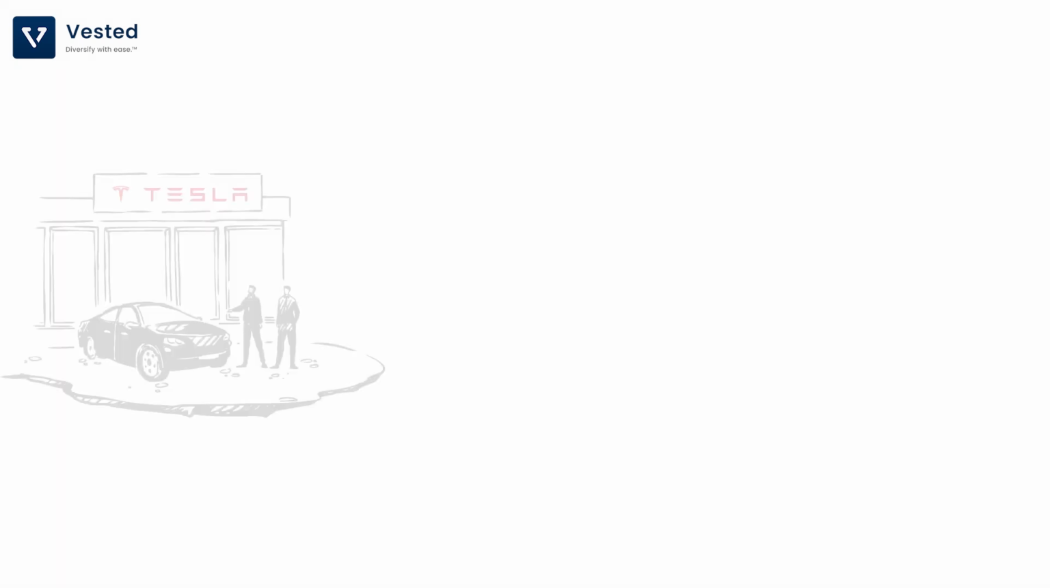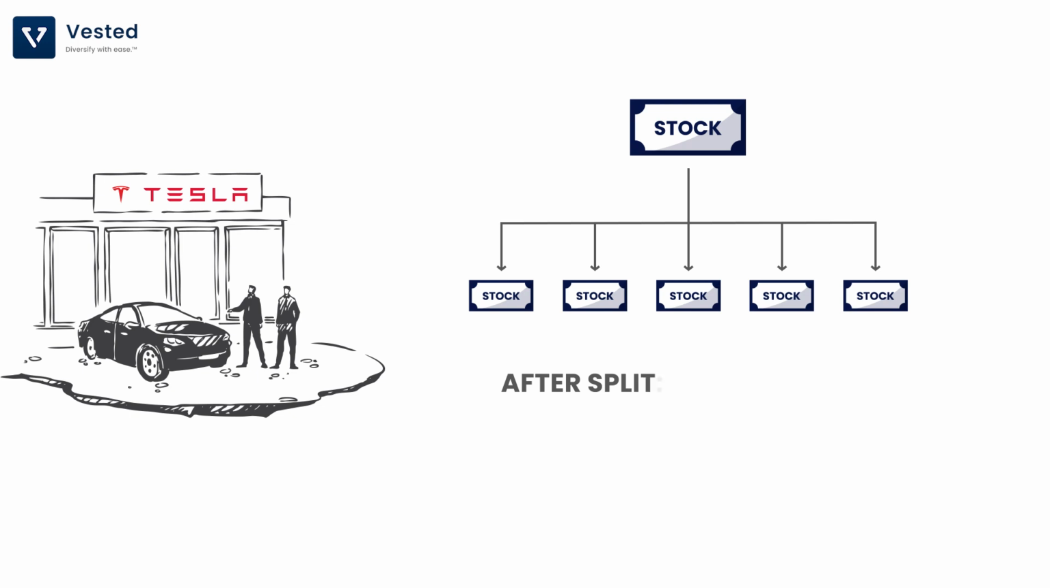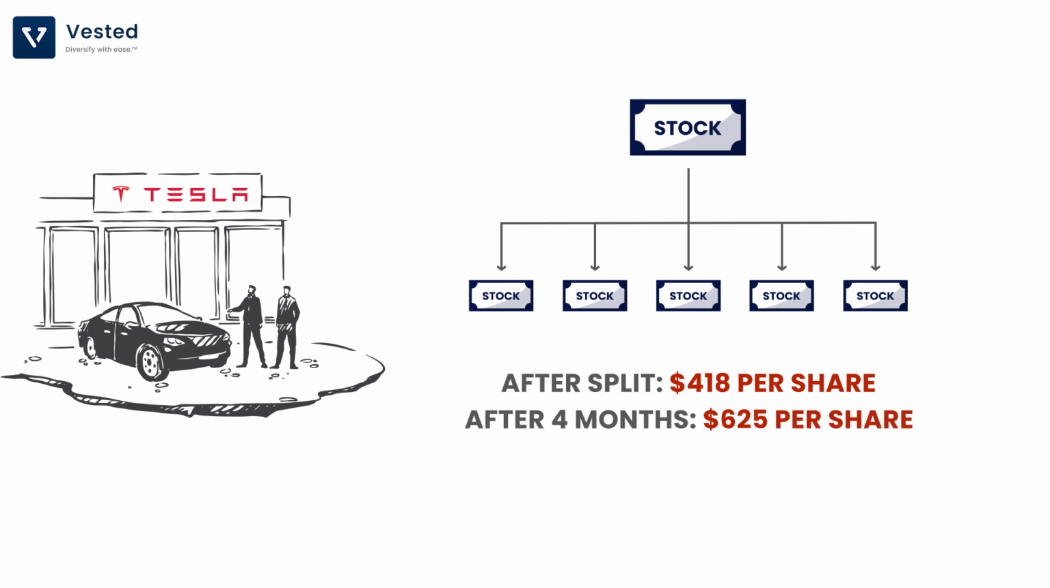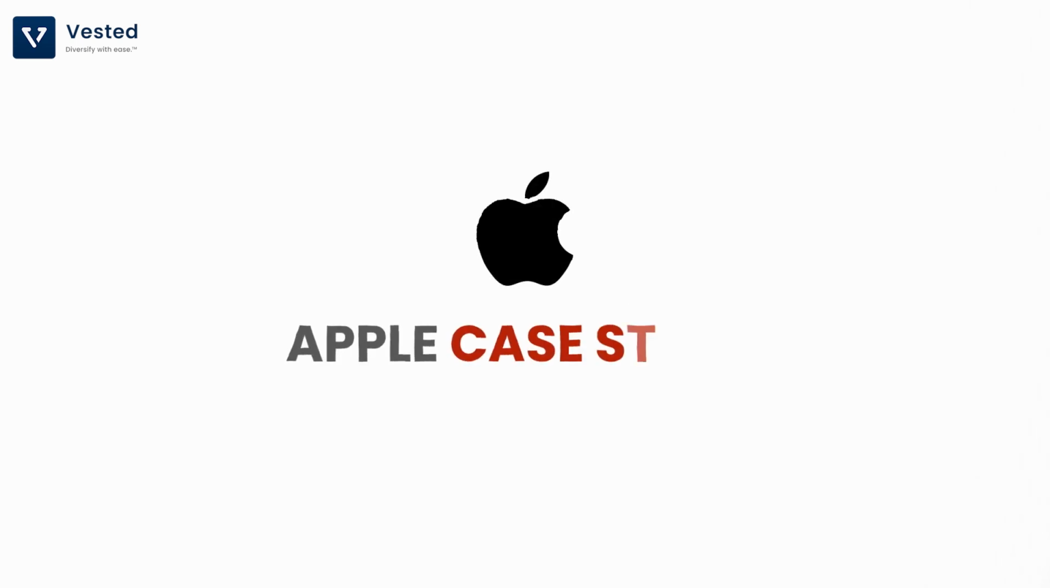In August 2020, Tesla announced a 5-for-1 stock split. Just after the split, Tesla's shares were priced at about $418 per share. 4 months after the split, they fetched more than $625 per share, almost a 50% increase. As of this video's recording, Tesla's stocks have touched $780 per share. Next, let's also look at another large company's case study, which is Apple.